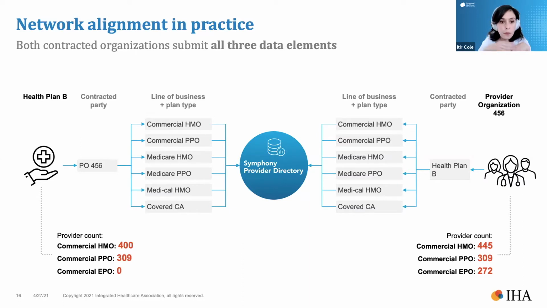So with the data we get and with the aligned network definitions, we can go back and tell Health Plan B, you're missing 45 providers from your commercial HMO network with provider organization 456. Now, finding who those missing providers are and validating that they actually are in those networks so we can reconcile the data across, it becomes much simpler, much easier.